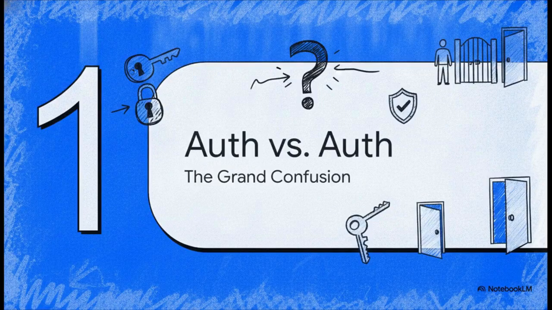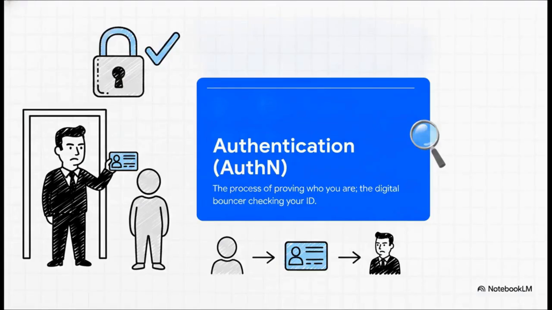All right, let's jump into section 1, auth versus auth. People use these two similar-sounding words interchangeably all the time, but they actually represent vastly different concepts. First up is authentication, or auth-n. This is purely the process of proving who you are. Going back to our nightclub metaphor, authentication is the digital bouncer standing right at the front door. The bouncer stops you, looks at your ID, and verifies that the name on the card matches your face.